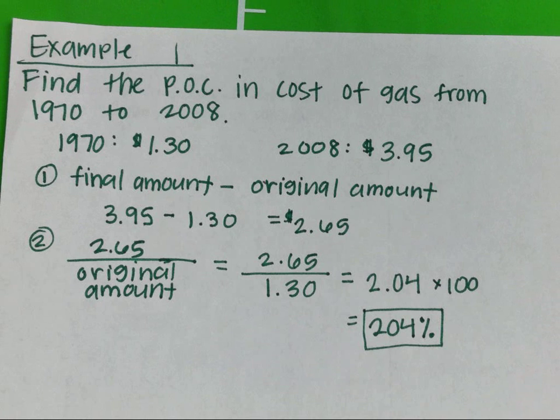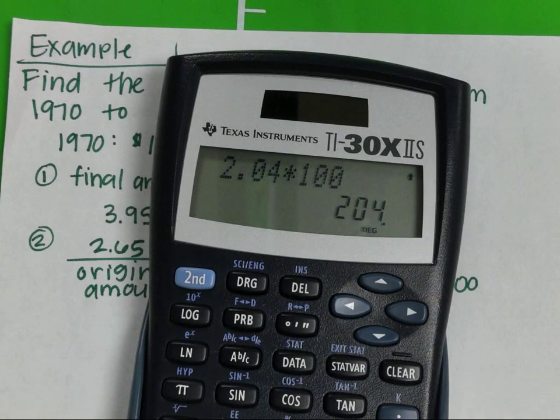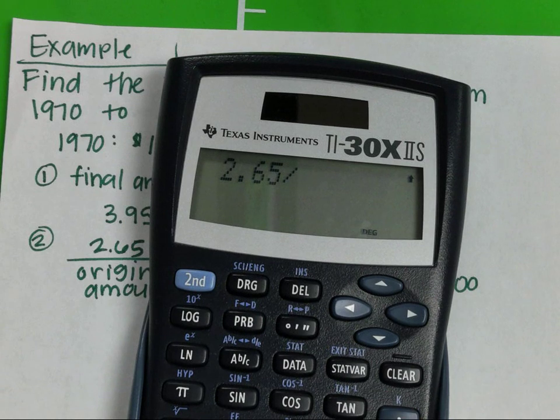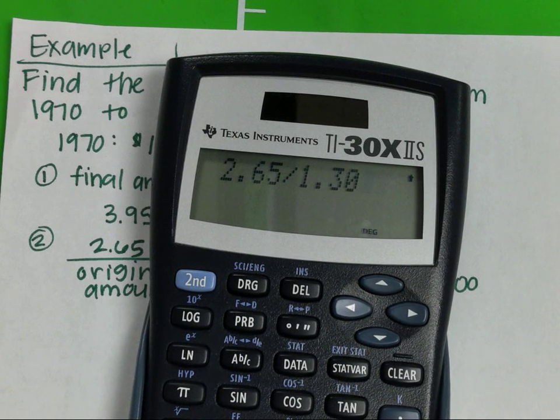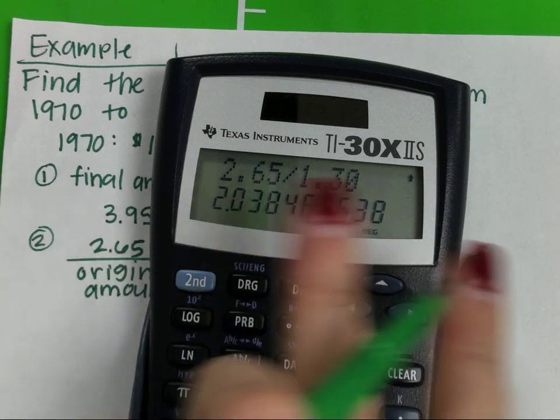Ja'Cory. How did I get what? From dividing 2.65 by 1.30, and then you round that up. Okay.